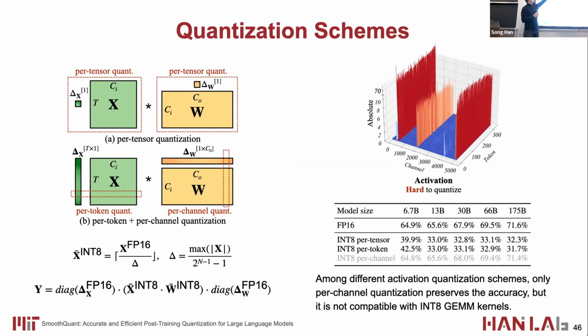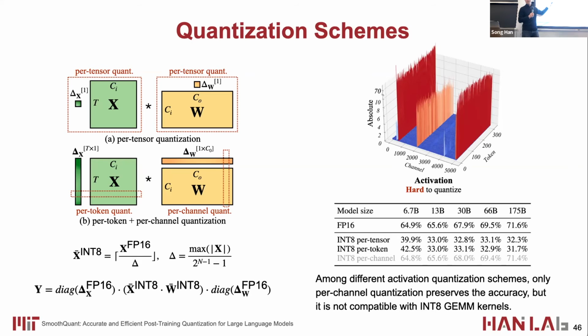Here we have a single scaling factor, a single step size for the entire tensor. That's why we call it per tensor quantization. For per token, we have one step size, one scaling factor for one row. And for per channel, we have one scaling factor per column. So which one of these might be easier to maintain the accuracy?